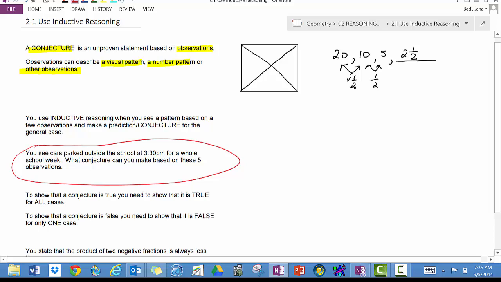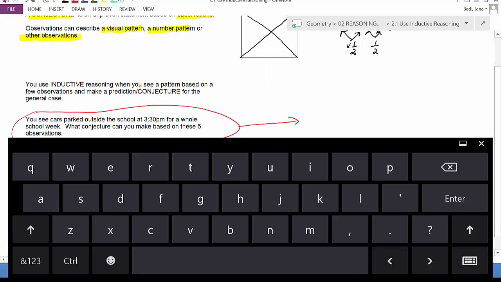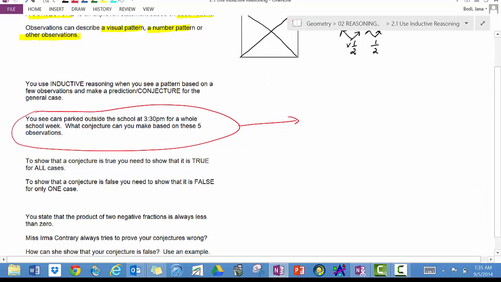So you see cars parked outside the school at 3:30 for a whole school week. What conjecture can you make based on these 5 observations? The conjecture I would make is school closes at 3:30 p.m. Monday to Friday.